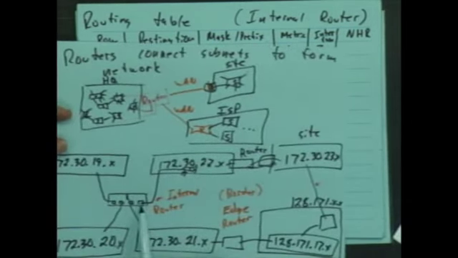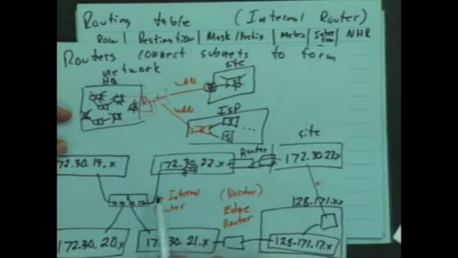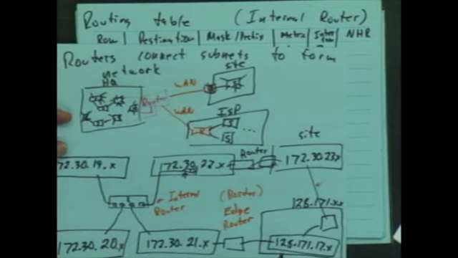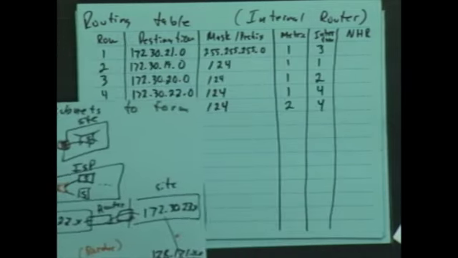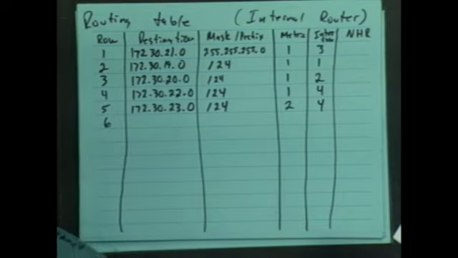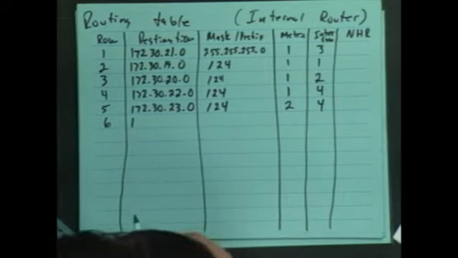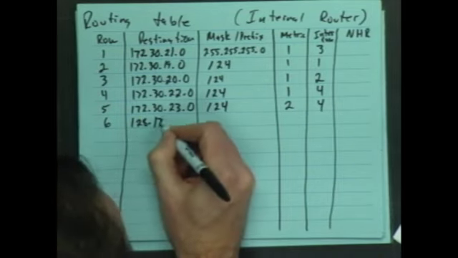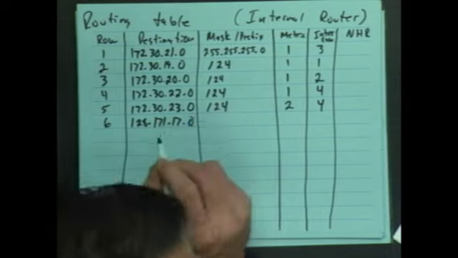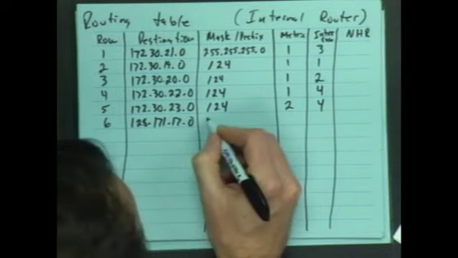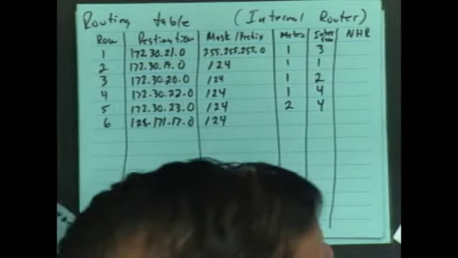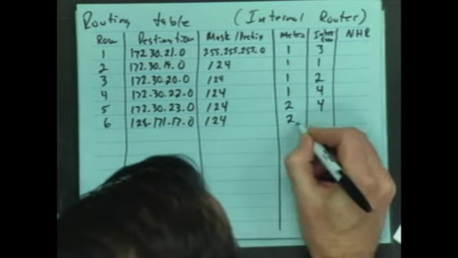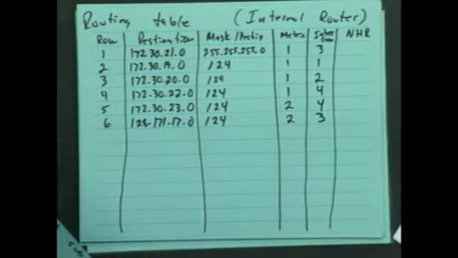Oops, port 4 is right here. If I want to get there, I go this direction, basically. But it's going to take me 2 hops to get to that subnet. Number 6 is 128.171.17.0. This one is a /24. The metric here is also 2, but this is out interface 3.